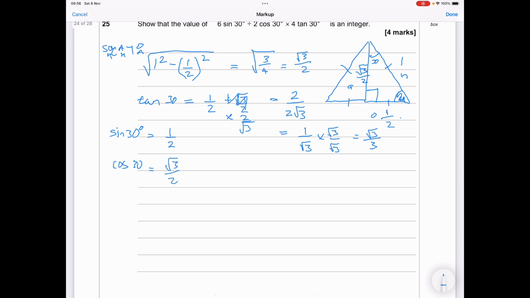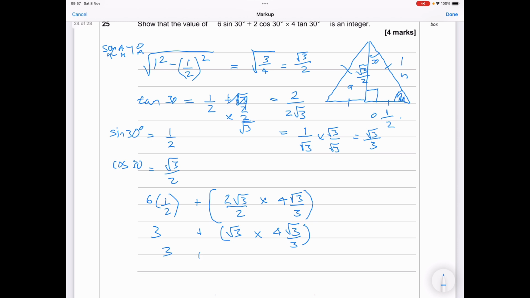So we've got that. Now, 6 times a half, plus 2 cos 30, so I'm going to put all this in: 2 root 3 over 2, so that's just root 3, times 4 tan 30, which is 4 root 3 over 3. So we'll leave this, that's 3 plus root 3 times 4 root 3 over 3. That times that is 12, so it equals 12 over 3.